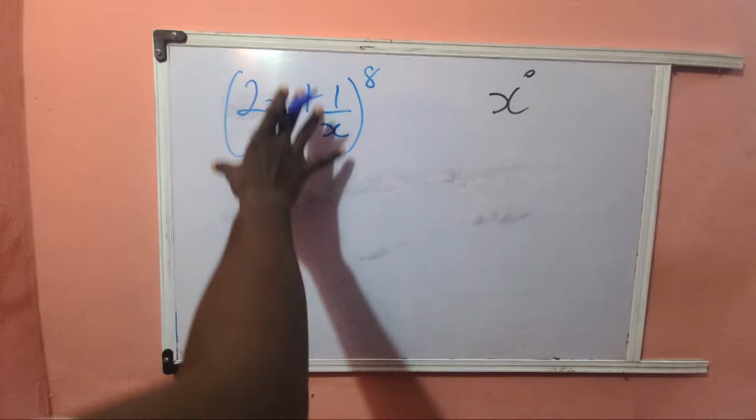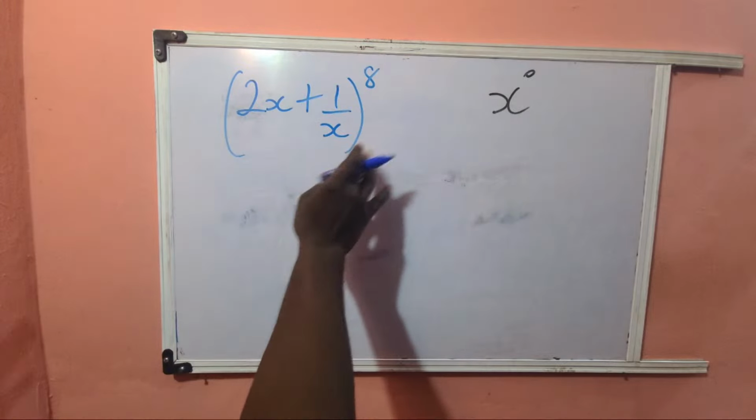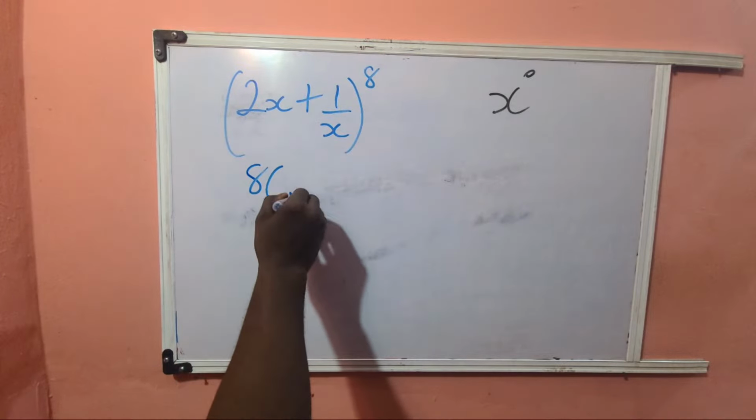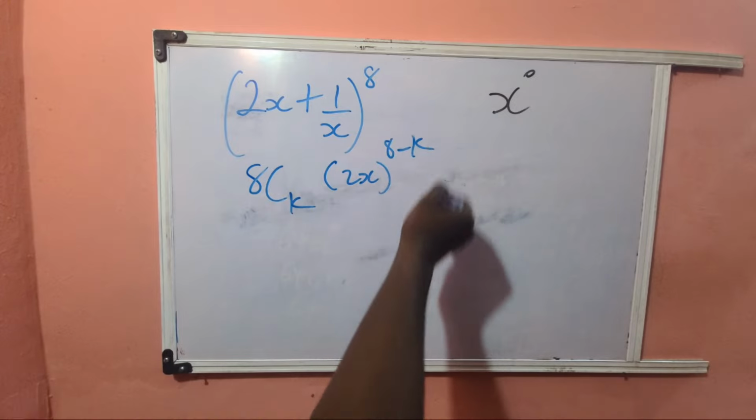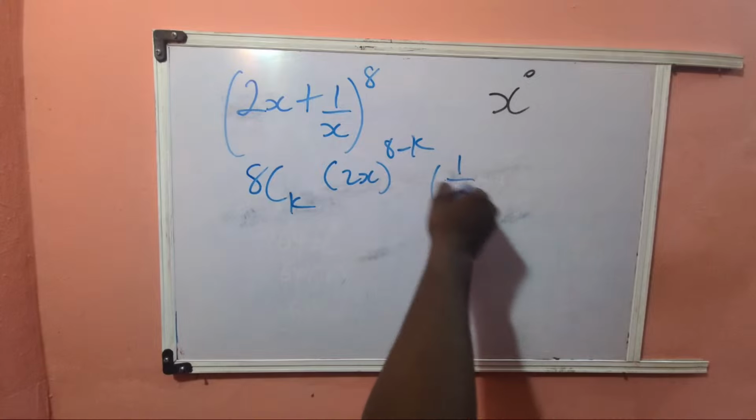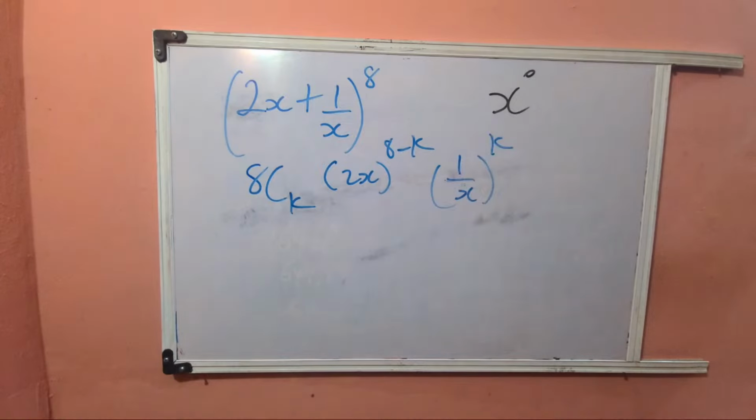Like I said, I wanted to expand this. If I wanted to expand this using binomial expansion, I was going to say 8 combination k, then 2x raised to the power 8 minus k, then 1 over x raised to the power k. This is how I was going to do this.